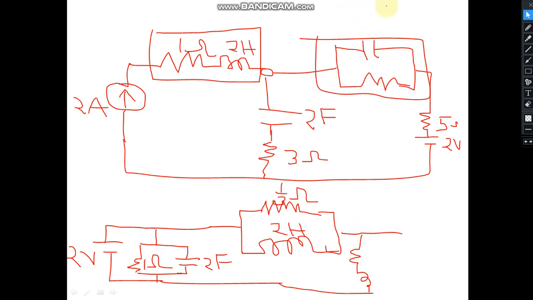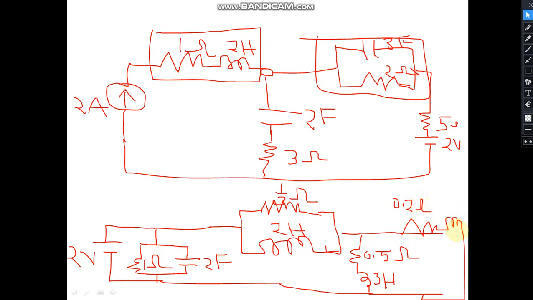So for example, if suppose this is 2 ohm and this is 3 farad, so 3 farad will be replaced by 3 Henry and 2 ohm will be replaced by 0.5 ohm or 1 by 2 ohm. Then again, this branch will be replaced by this branch. So this 5 ohm will be replaced by 0.2 ohm, and not this, this is a voltage source.